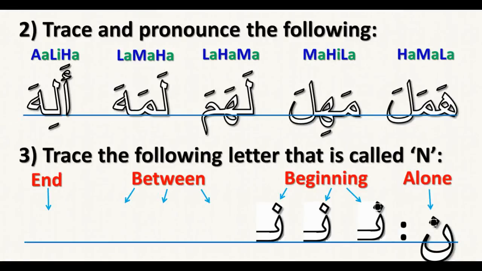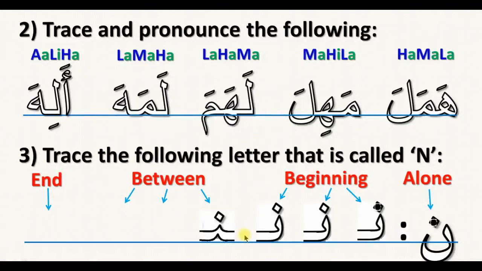How will the N appear in the middle of a word? Here you will notice that the N has two stems. The right side will be joined to the letter that comes before it, and the left side will be joined to the letter that comes after it.